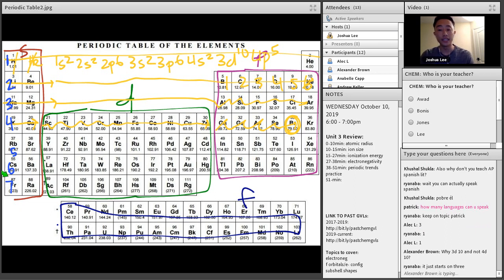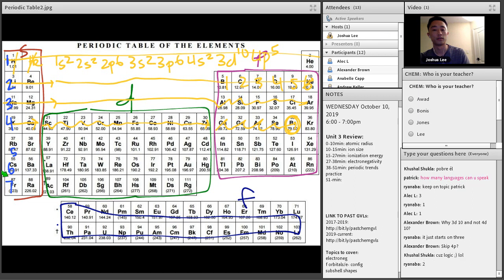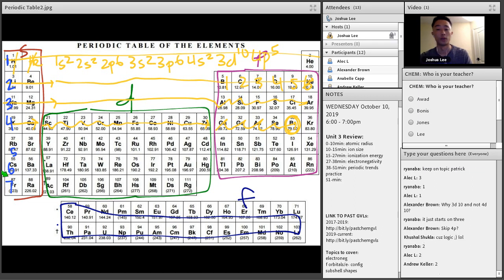Then the P, so S starts on the first floor. P is going to start on what floor? Second floor. So that means P is going to start on the second floor. Then every energy level after that will have a P room. So it'll be 2p, then 3p, 4p, 5p, 6p, 7p down there.